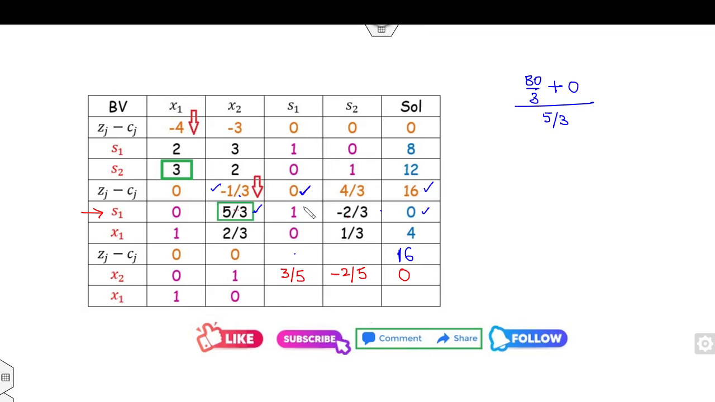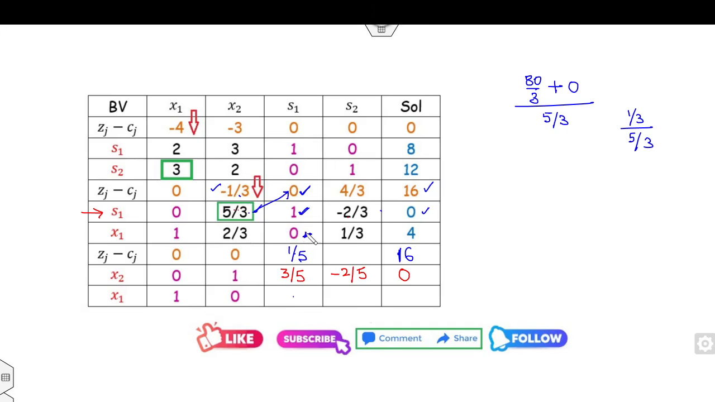Previous number is my 0. This is 1. This is 5/3. This is minus 1/3. So this part is my 0. This is plus 1/3 divided by the box element, 5/3. So the element is 1/5. You can find this number.